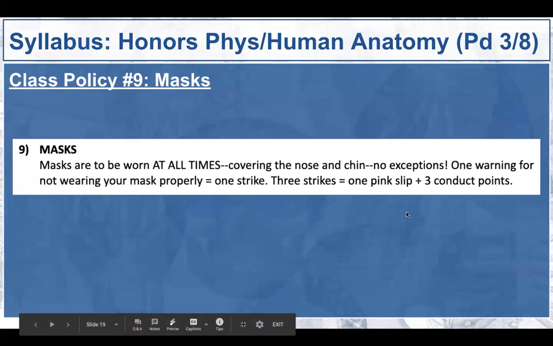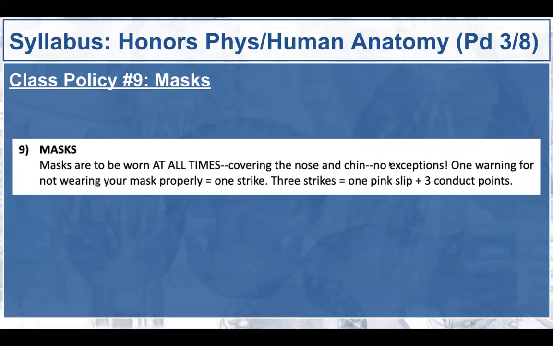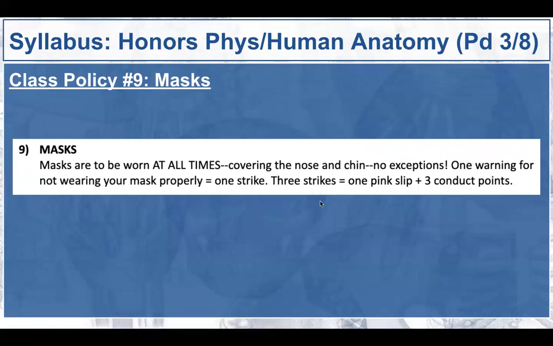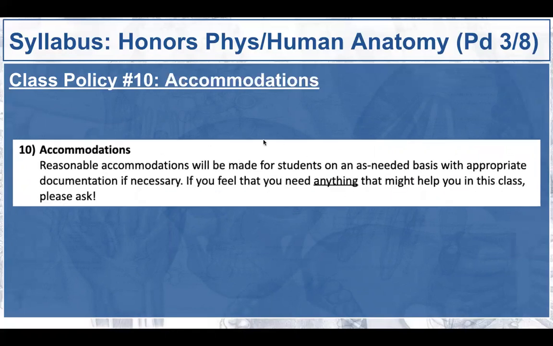Masks need to be worn at all times. It must cover your nose and chin. If I have to talk to you about not wearing your mask for whatever reason, that's going to be a strike. If I have to repeatedly tell you to put your mask over your nose, then that can constitute a strike too. And when you build up to 3 strikes, then that's going to equal a pink slip worth 3 points. Accommodations will be made for anybody that has proper documentation, but if you need any sort of help, whether that's an accommodation or maybe tutoring, let me know and I can help.